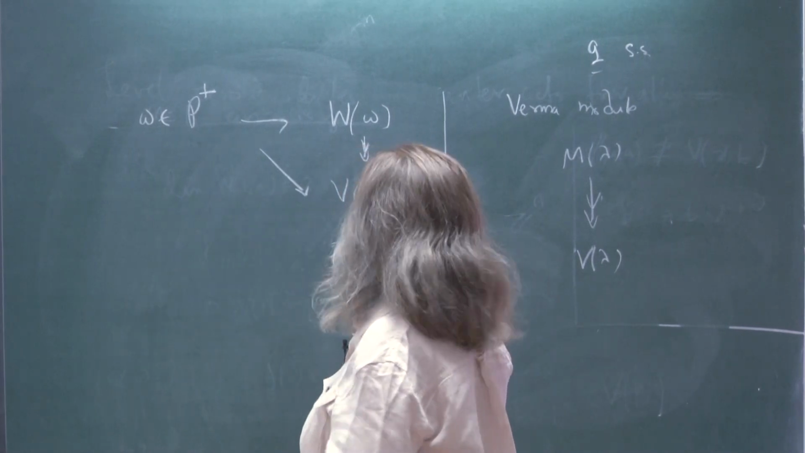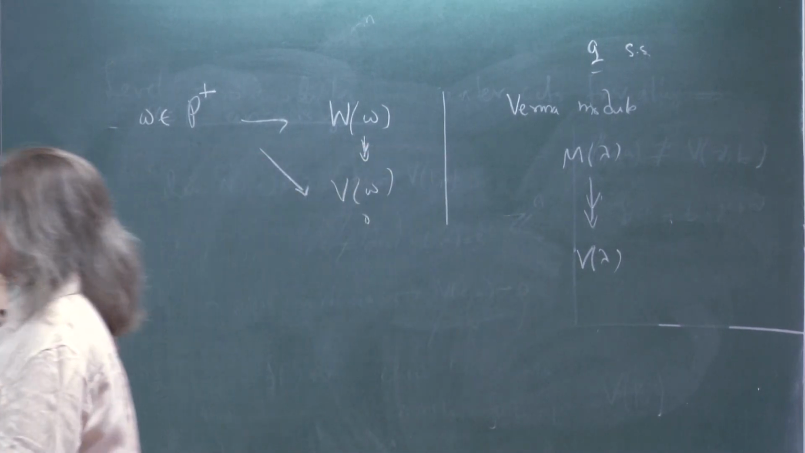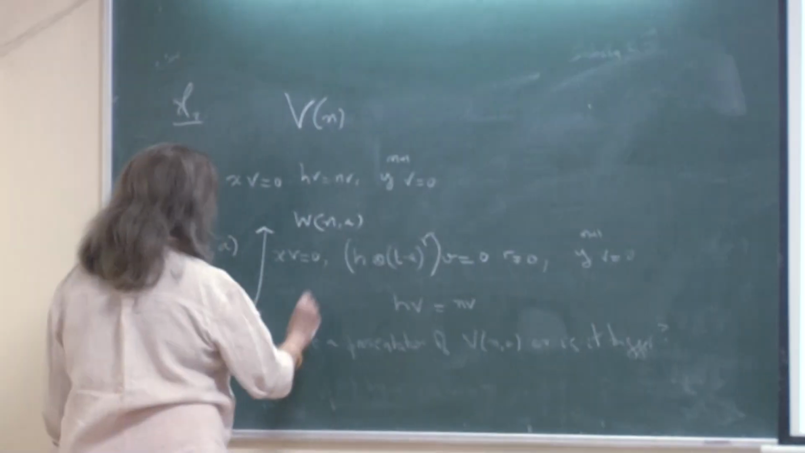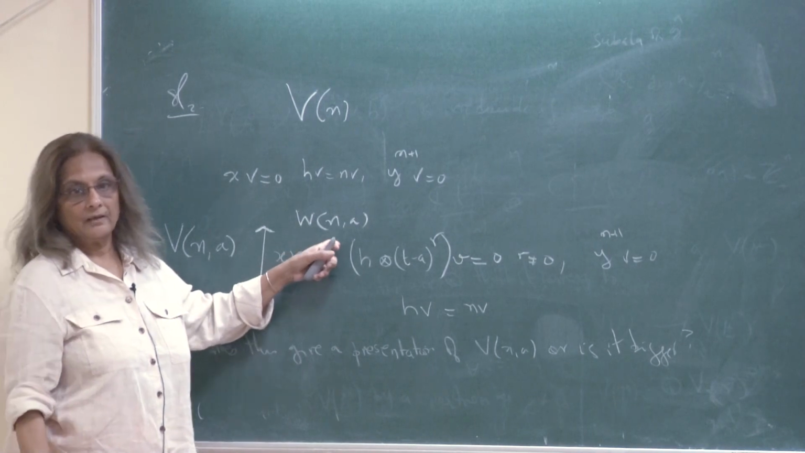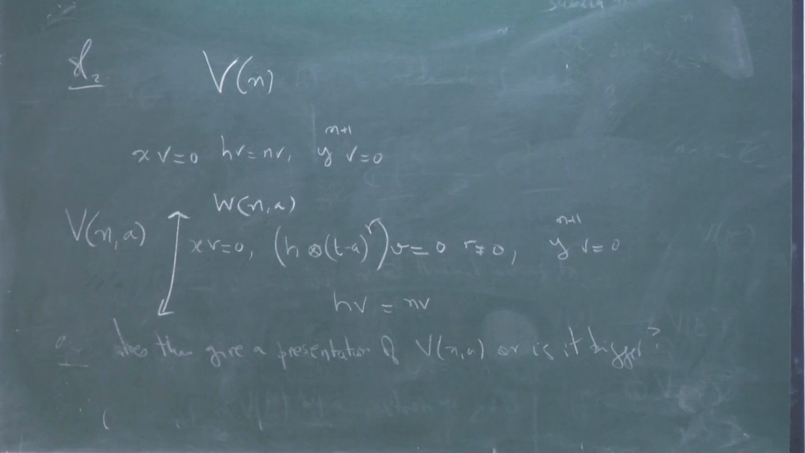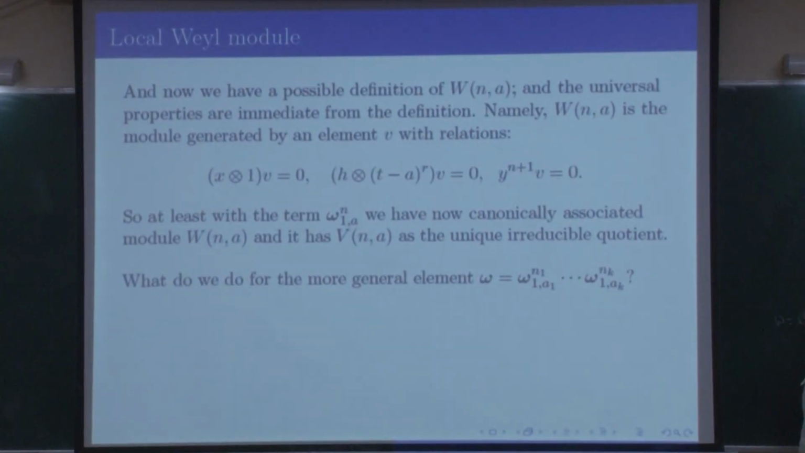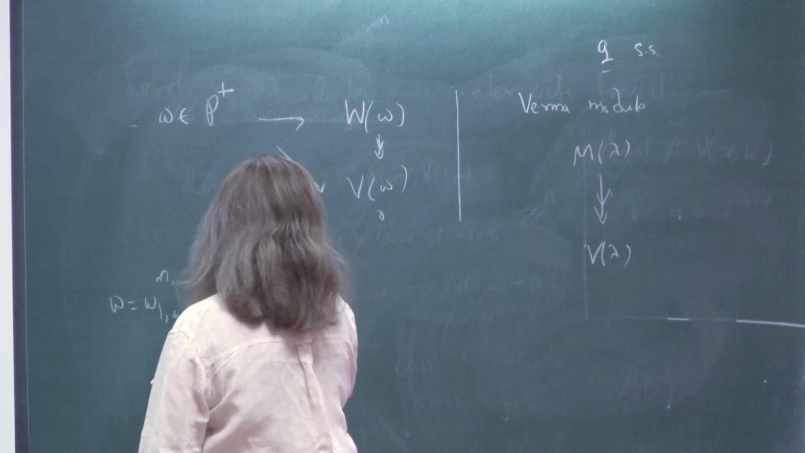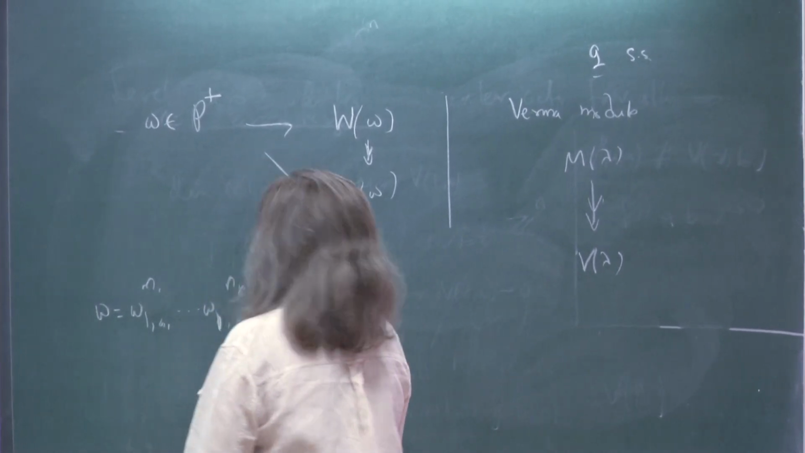So actually I've told a bit of a lie here, because all I've done is tell you how to define WnA. I haven't told you how to define it for an arbitrary element omega. So if I took omega equal to W1A1 raised to N1, up to W1AK raised to NK, what would I want to guess for this module?